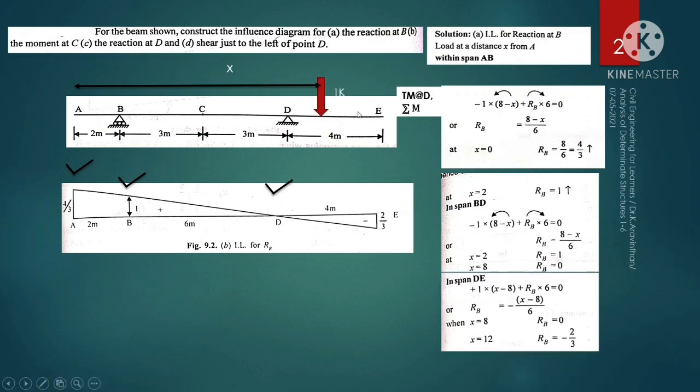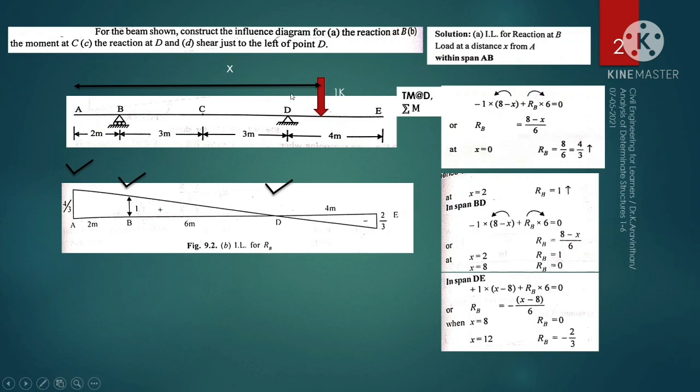For the span D and E, let us find the moment here. Now the distance from the origin, let us take this as x, and a 1 kilonewton force is acting, and let us take moment at point D. So RB into distance 6, this will be positive, and 1 into the distance. The total distance is 8 here, and from the origin the x will be placed at some distance between D and E.